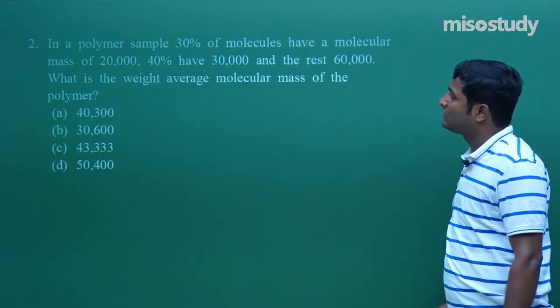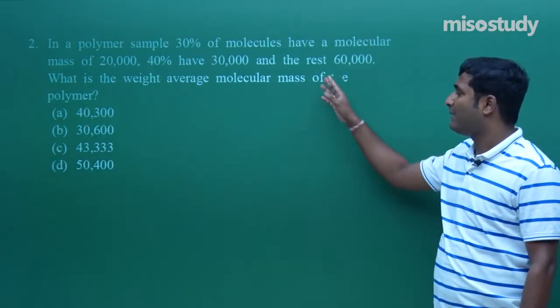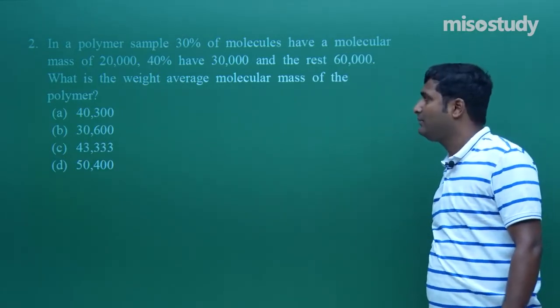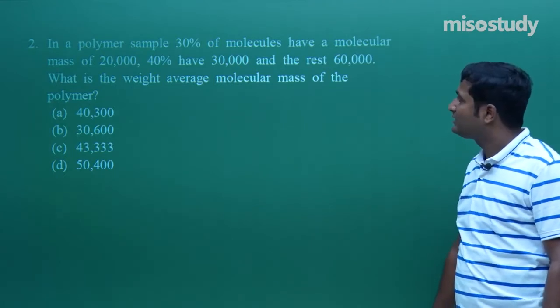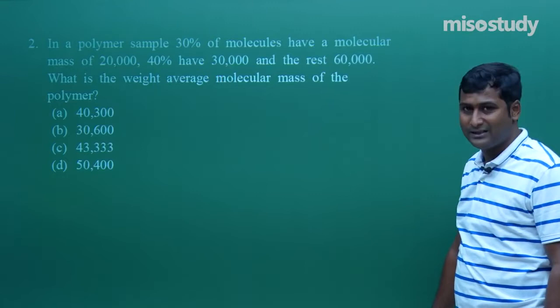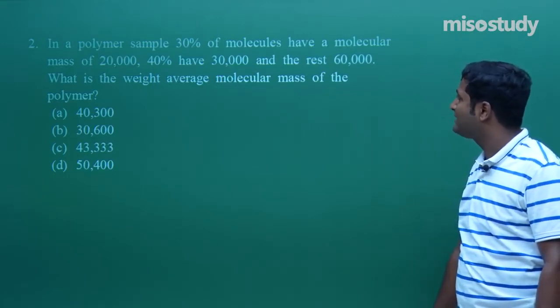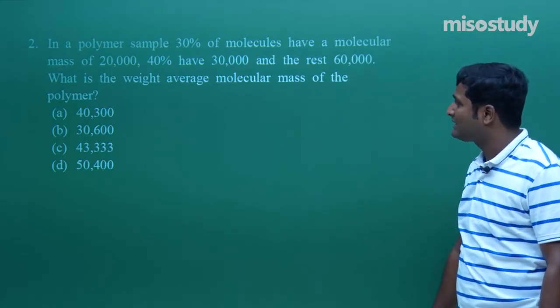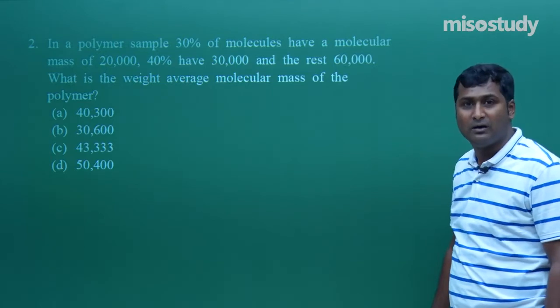Now question number 2. Read the question carefully. I have introduced a sample numerical problem in this topic. In a polymer sample, 30% of molecules have a molecular mass of 20,000, 40% have 30,000, and the rest 60,000. What is the weight average molecular mass of the polymer?